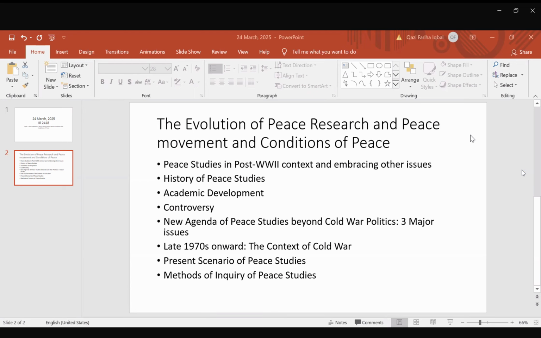Later on, if you look into the history of peace studies, peace study has only become established as a formal field of study in the post 1945 context, as we have already discussed in our previous point.